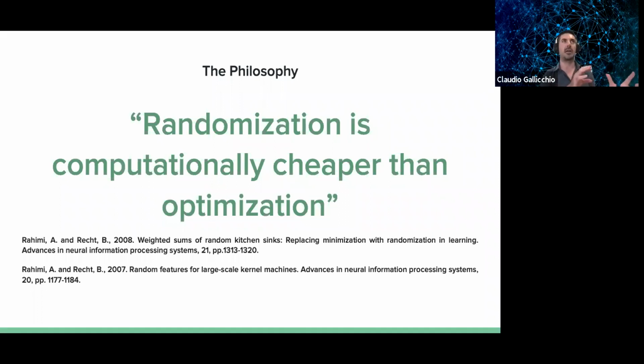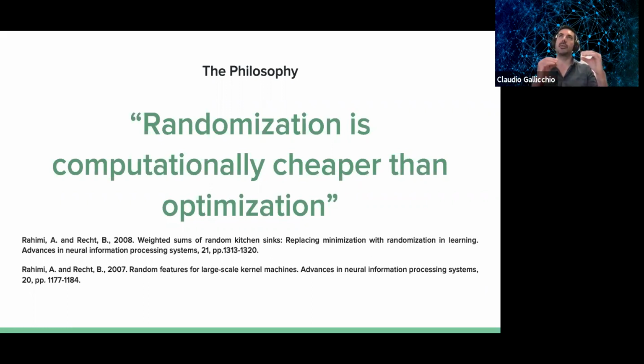But the point is that randomization, okay, is computationally cheaper than optimization. So whenever you have an optimization problem, you can also try to at least study randomization to provide you a sort of baseline that can be implemented very easily with very few lines of code, or a very simple circuit if you want to implement it in hardware. But the baseline is really powerful because it exploits the architectural bias of the neural network algorithms.